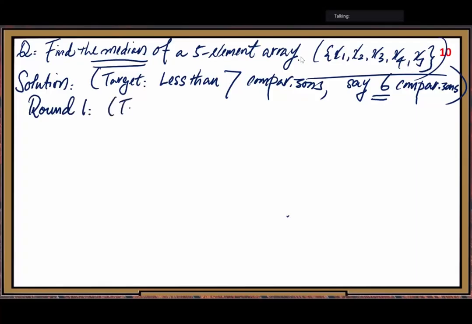Tournament method. Round one. So same thing as we did before. Let me repeat it, because we can do it very fast. First pair, second pair.